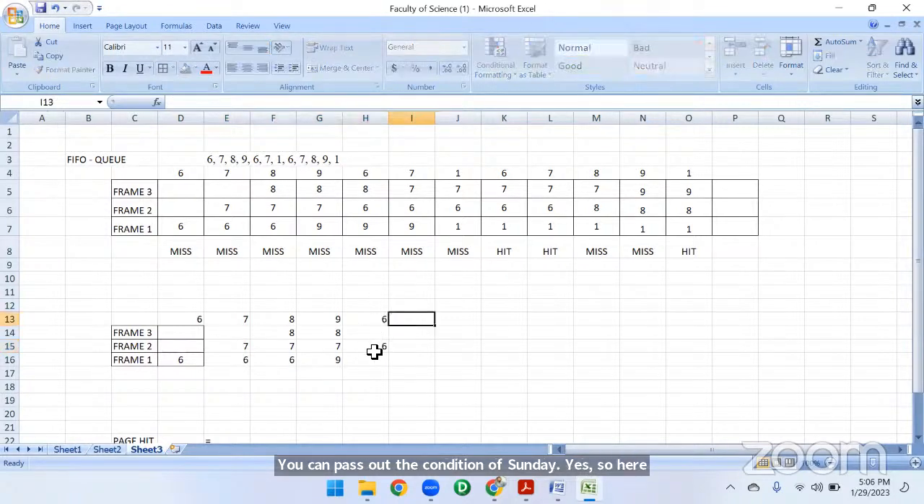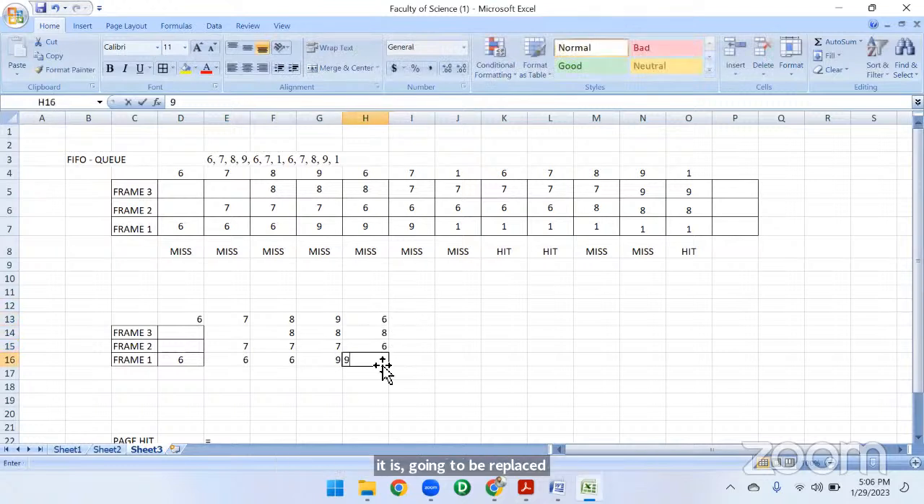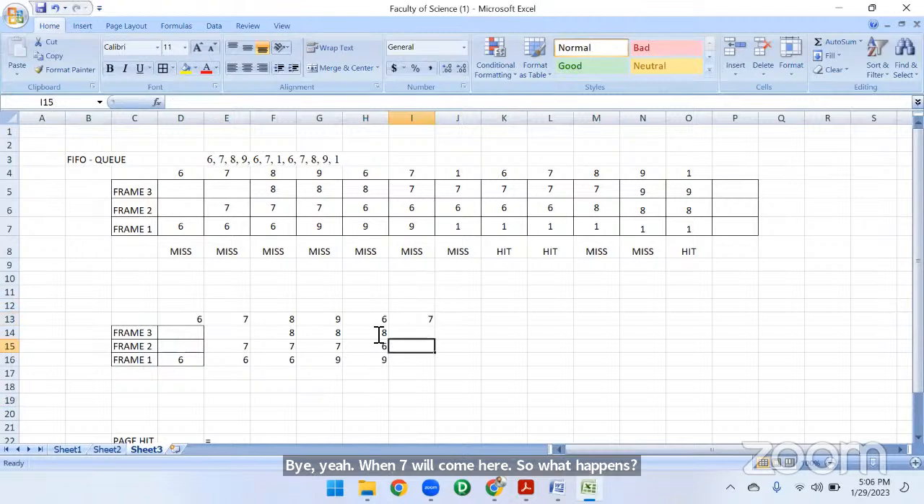Right. Yeah, when 7 will come here, so what happens, 7 will check whether 7 is there or not. 7 is not available. So not available means, who is there from the long period, 8 is there. So 7 is going to replace 8's place.